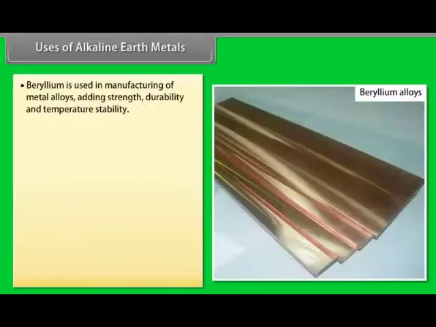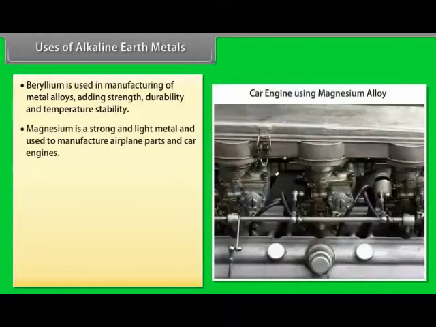Uses of alkaline earth metals. Beryllium is used in manufacturing of metal alloys, adding strength, durability, and temperature stability. Magnesium is a strong and light metal and used to manufacture airplane parts and car engines.